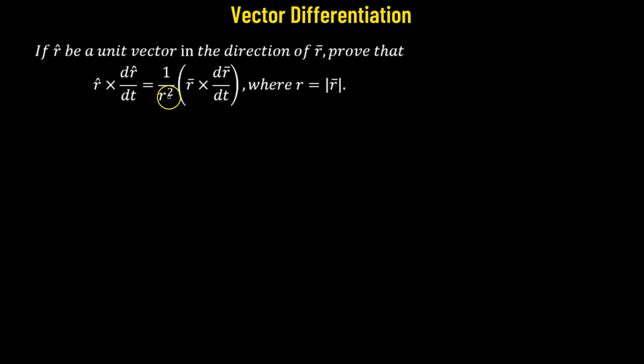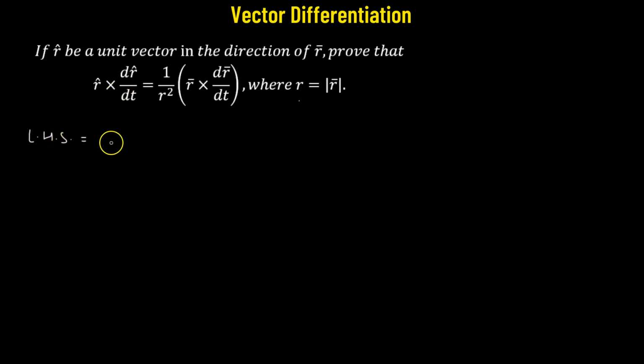And this is given by 1 over r squared times the cross product between the vector r and the first derivative of vector r with respect to t. So here r represents the magnitude of our vector r. So let us begin. So we'll start from the left hand side.